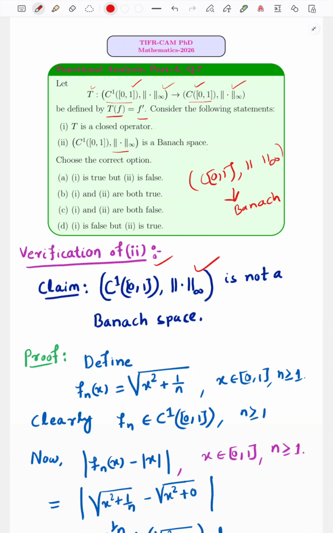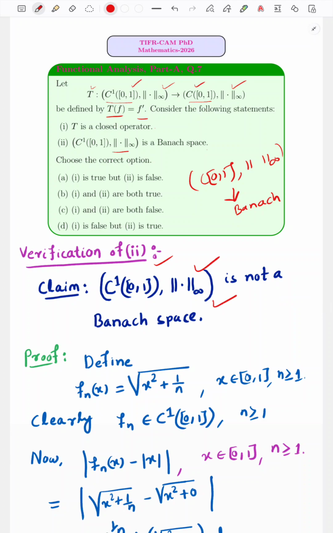Why? Banach space means what? Banach space means it is a complete normed linear space, and we know that every complete normed linear space is a closed space. If I can show that this space is not closed, then it cannot be a Banach space, because every Banach space is closed. So our target is to show that this space is not closed. Is not closed means what? If a set is closed, it contains all its limit points.